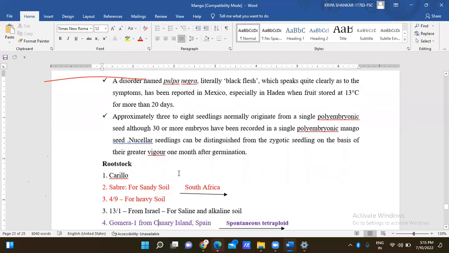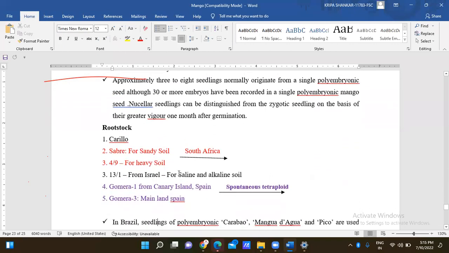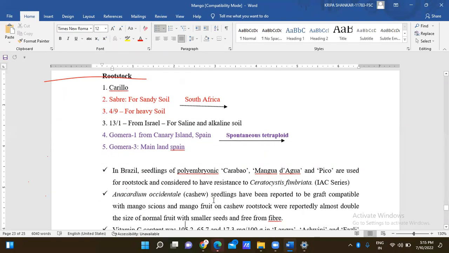Rootstock, some common things I just mentioned. Others you can go for: Carrizo is there. Sabre is mostly for sandy soil, from South Africa. 4/9 is for heavy soil. 13/1 I already discussed, from Israel, mostly for saline soil. Gomera 1 is from the Canary Islands. Gomera 3 is also from the island. Both are spontaneous tetraploids. That you should remember.